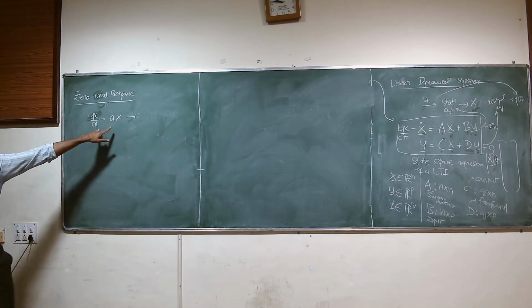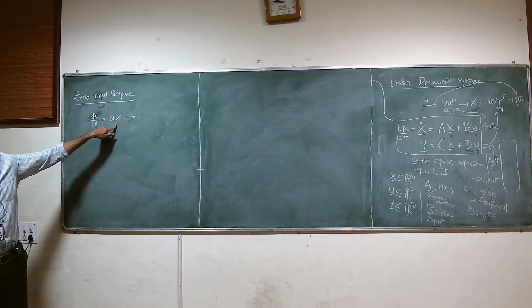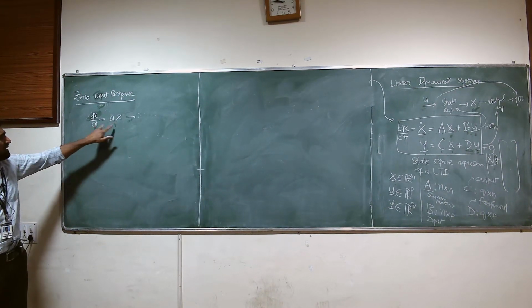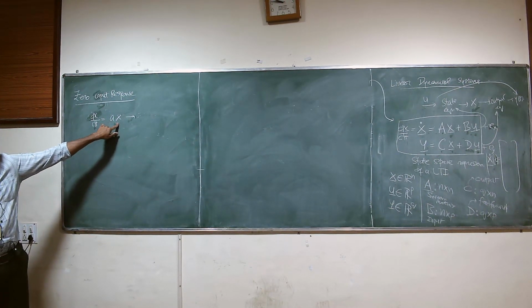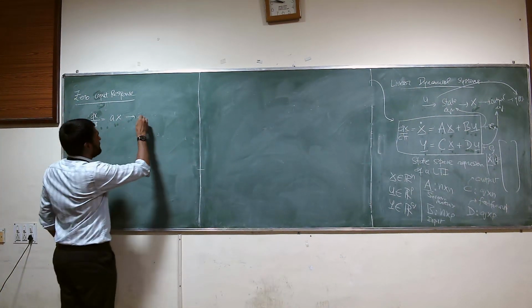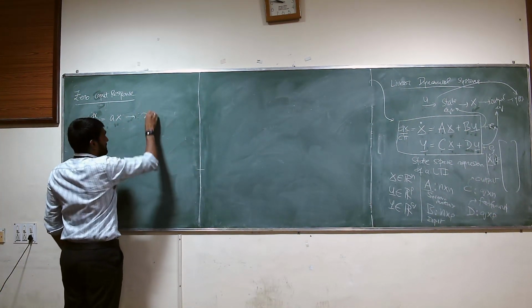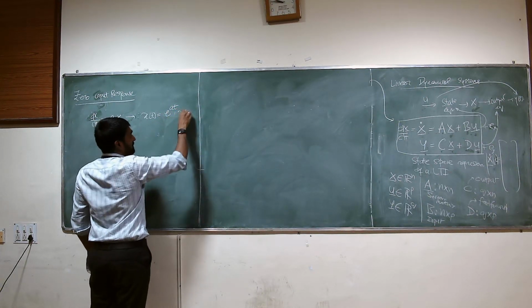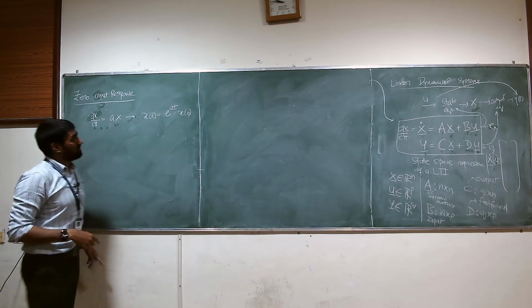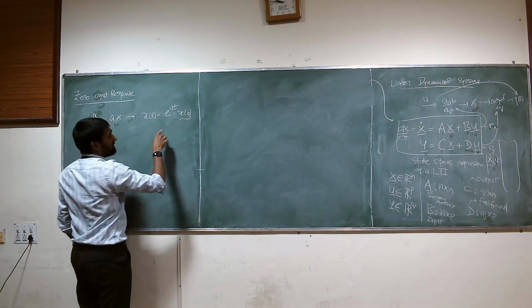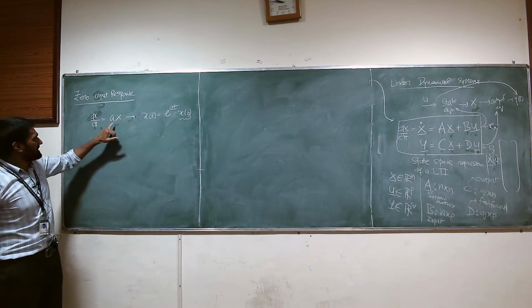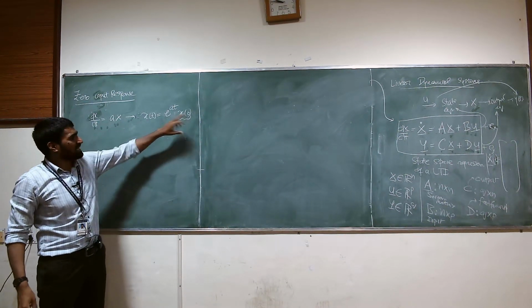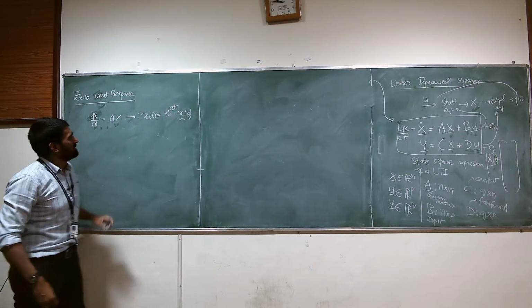This we've done, no? Do you remember? Where the rate of change of a variable is proportional to the variable itself. What is it? x of t will simply be e power at into x of 0. Where x of 0 is the initial value of the state of the system, and for us the initial value is at time t equals 0.